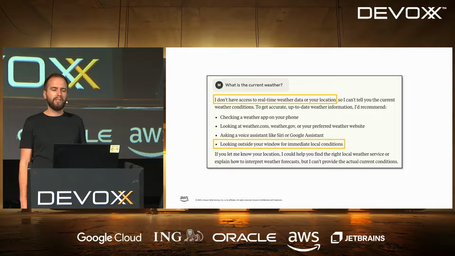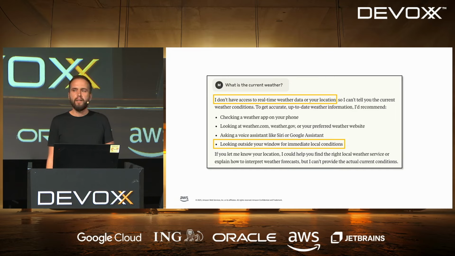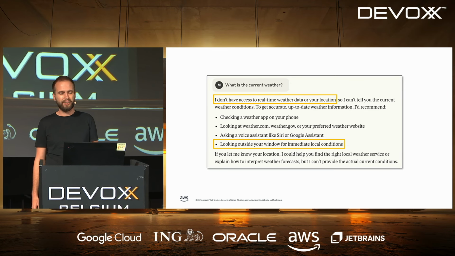And it sometimes even gives you great recommendations. You could just look outside the window to get the current weather. We don't have any windows here. No, we don't. Yeah. So it's wrong. It's wrong. Yeah.